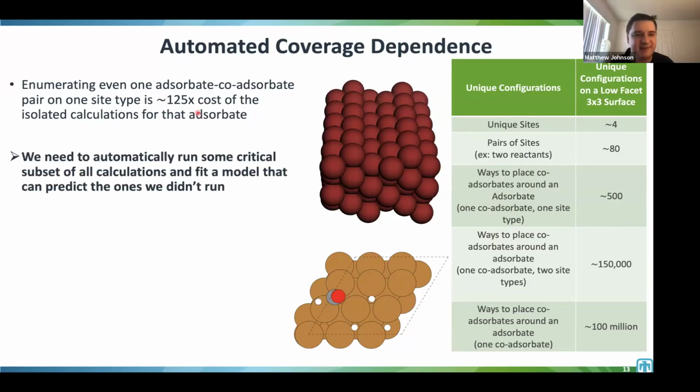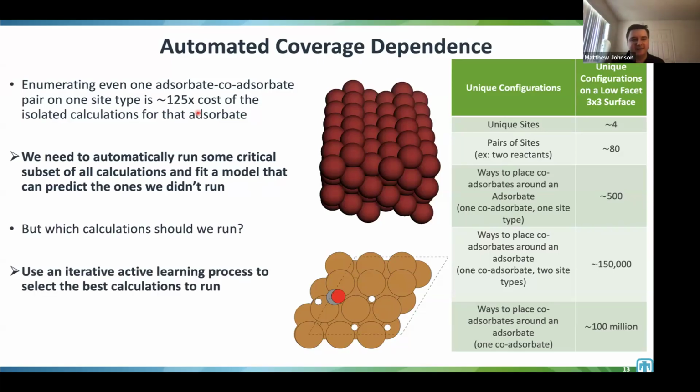So really, we need to automatically run some critical subset of all calculations and fit a model that's able to predict the calculations we didn't run. But which calculations should we run? We use an iterative learning process to select the best calculations. Then we retrain and select a new set of calculations.